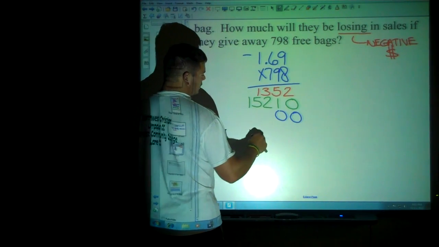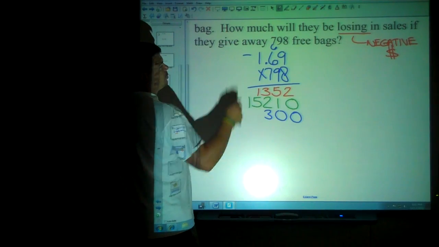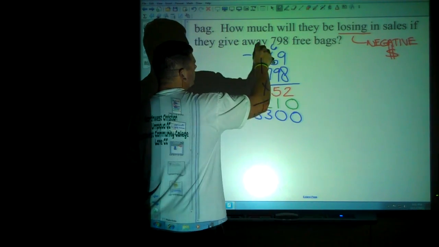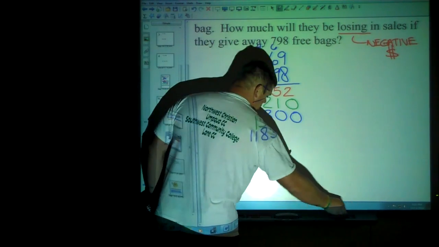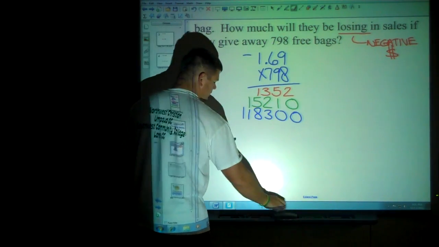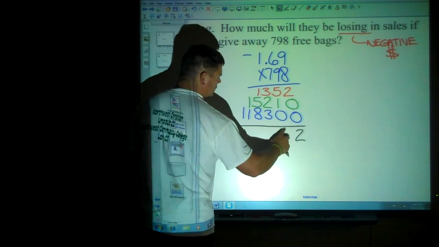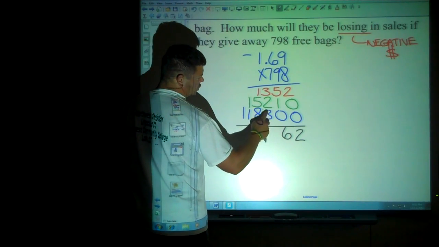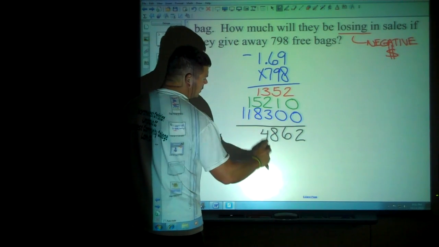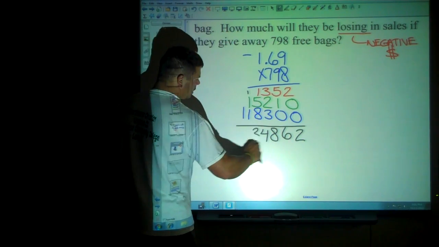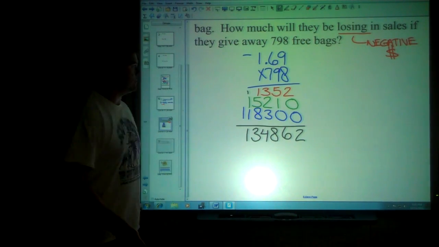7 times 9 is 63. Carry the 6. 7 times 6 is 42, plus the 6 is 48. Carry the 4. 7 times 1 is 7, plus 4 is 11. Now, you add them all together, straight down: 2, 6, 3 and 3 plus 2 is going to give us 8, 6, 14, carry the 1, 3, and 1. It's a pretty big number. I haven't looked at the decimals yet.